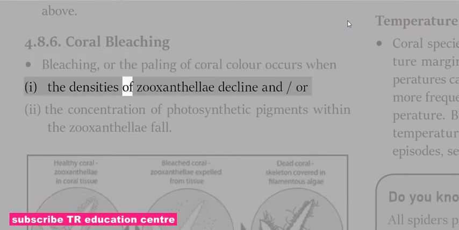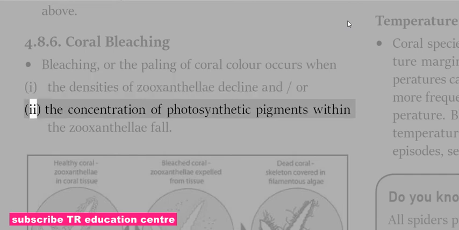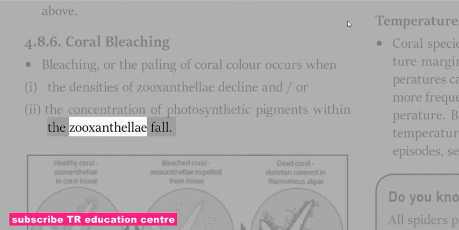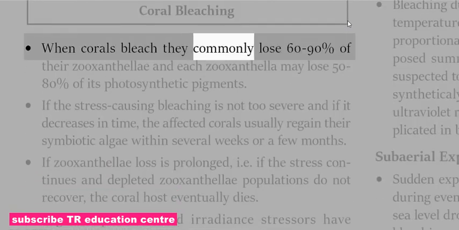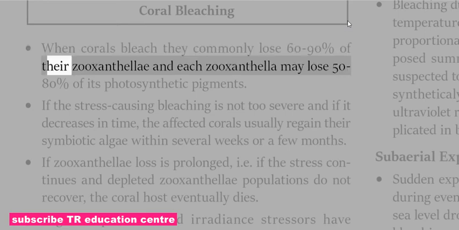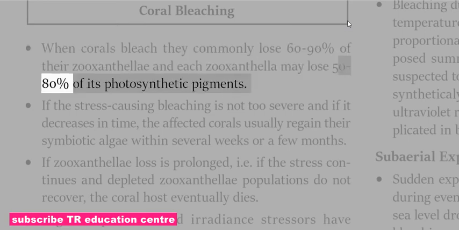Coral bleaching. Bleaching, or the paling of coral color, occurs when 1. the densities of zooxanthellae decline and or 2. the concentration of photosynthetic pigments within the zooxanthellae fall. When corals bleach they commonly lose 60 to 90% of their zooxanthellae and each zooxanthella may lose 50 to 80% of its photosynthetic pigments.